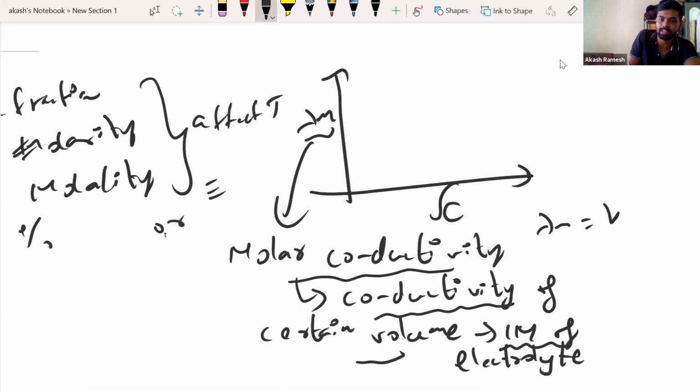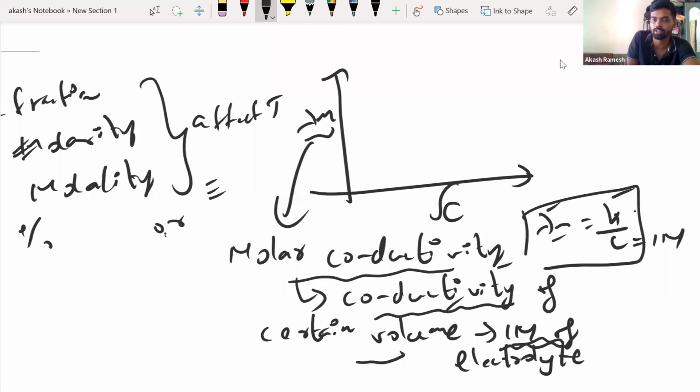It's very simple for us to understand from the formula also. The formula is lambda m equals k by c, right? So if the concentration is equal to 1 M, what happens? Lambda m becomes equal to the conductivity. That's exactly what is written here. If I have 1 M of the electrolyte of a certain volume, the conductivity value is the molar conductivity value. So it's basically very simple: lambda m equals k by c.